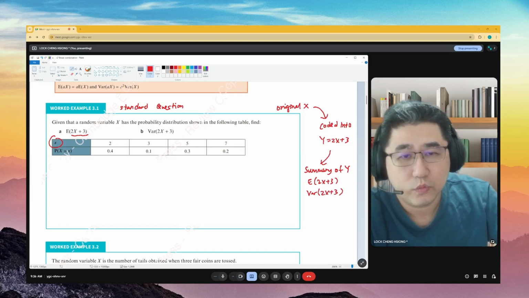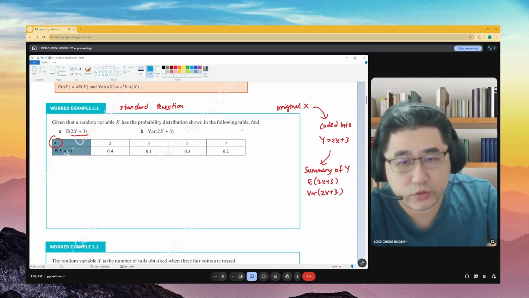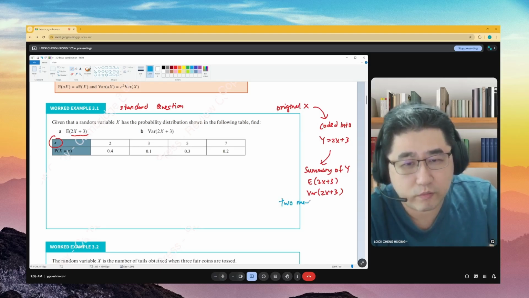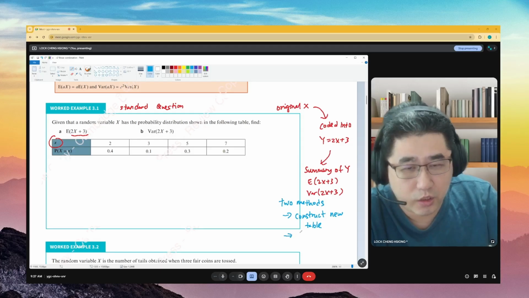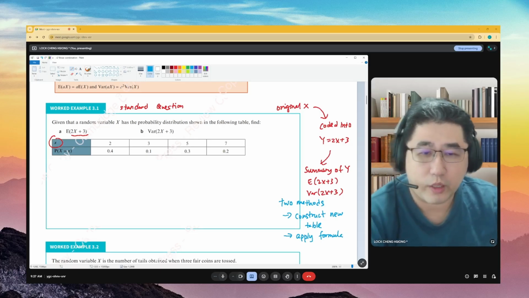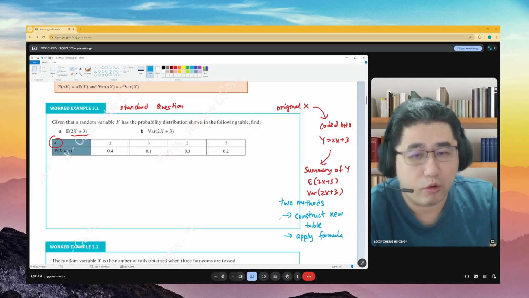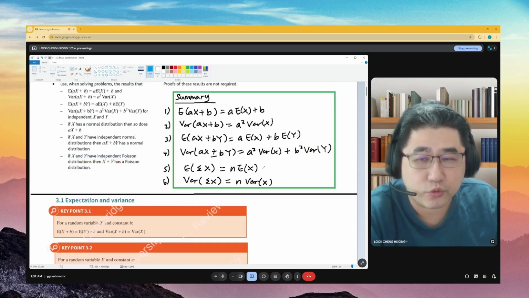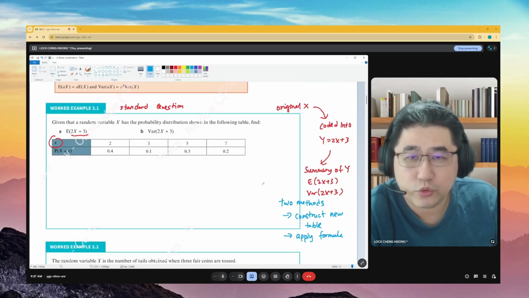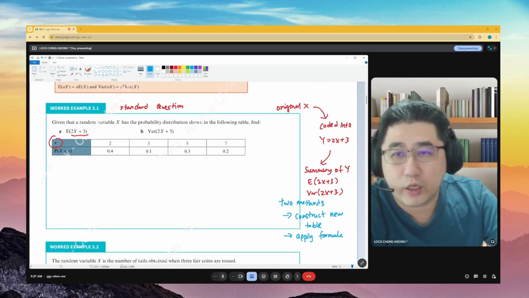To do this we actually have two methods. One is construct a new table, or apply formula. We can construct the new table or apply the formula, which is what you're supposed to learn in this topic. To show you the illustration of how they are related, I'm going to show you both methods.